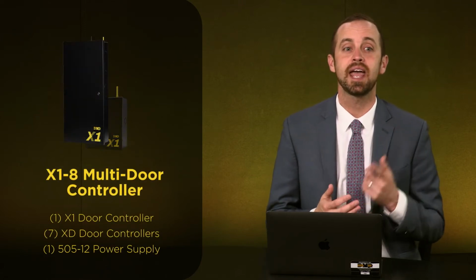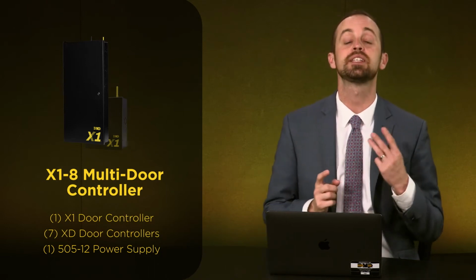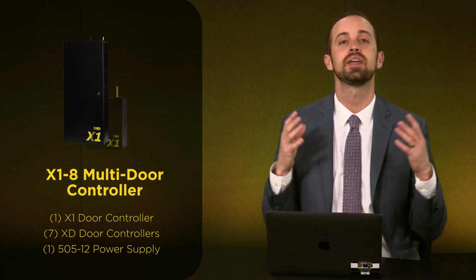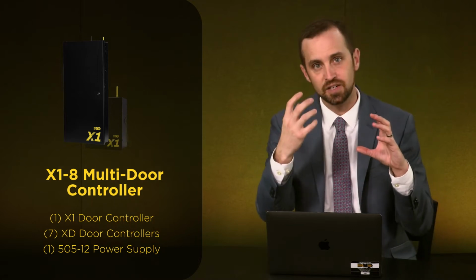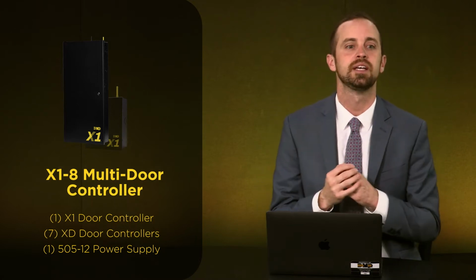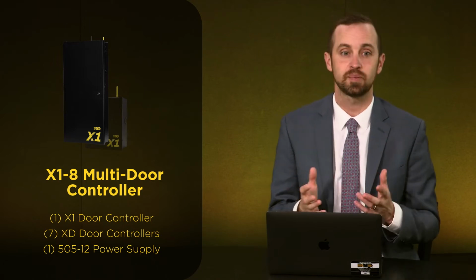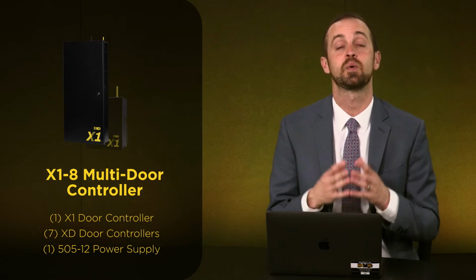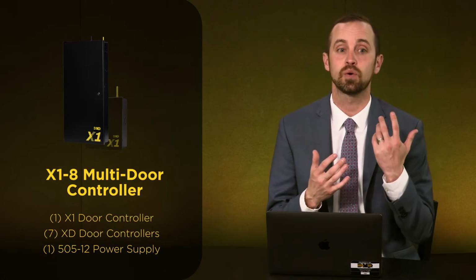So now let's talk about the X18. The X18 includes one X1, and connected to that X1 are 7 what we call XDs, single door controllers. So in the application of an X18, you've got 7 door controllers and then your X1 that make the 8 doors. Also, it provides you with one 505-12 power supply. That power supply provides enough power to power not only all the devices in the X18, but also to all of your door hardware as well as your readers.